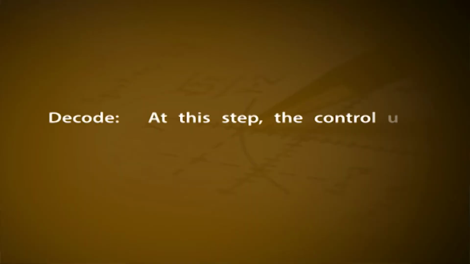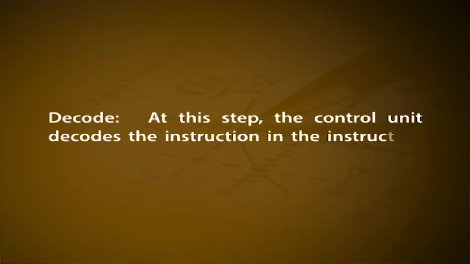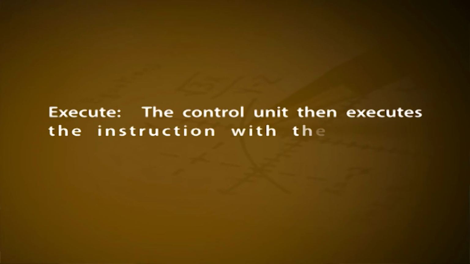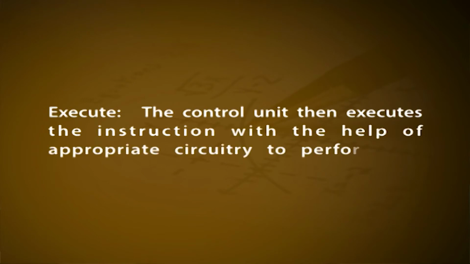Decode. At this step, the control unit decodes the instruction in the instruction register. It involves breaking the operand field into its proper components based on the instruction's opcode. Execute. The control unit then executes the instruction with the help of appropriate circuitry to perform the requested task. For example, consider the load instruction to load from memory. The control unit sends the appropriate signals to main memory, waits for main memory to send the data, and then places the data in the requested register.